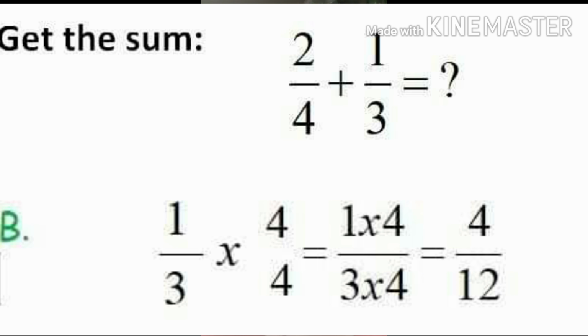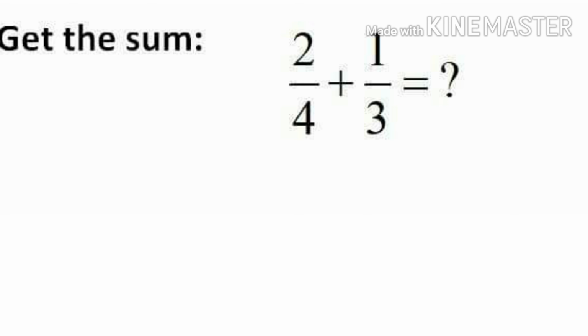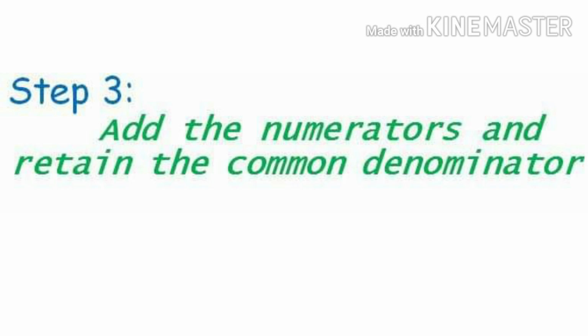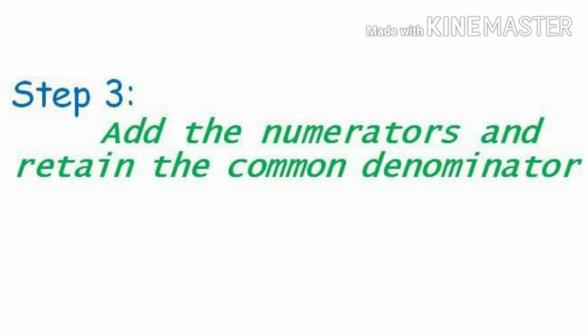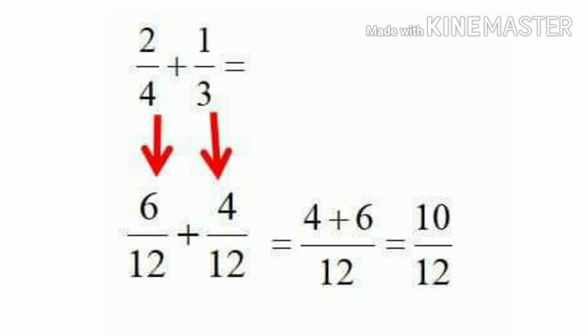Our step 2 is done. So let's proceed now to step 3. Add the numerators and then retain the common denominator. Again, our common denominator here is 12. So write that one down. But then again, you need to add our numerators. So add now 6 and 4. And we know that's 10. So that would be now 10/12. That would now be our answer. But take note, that would not be our final answer yet.